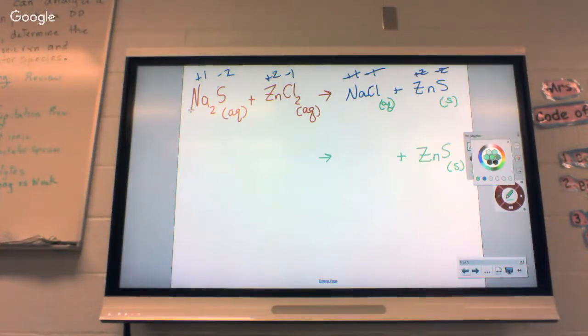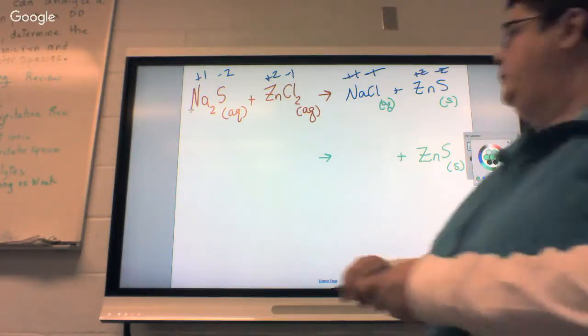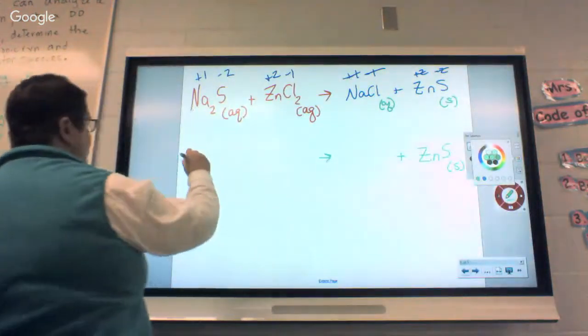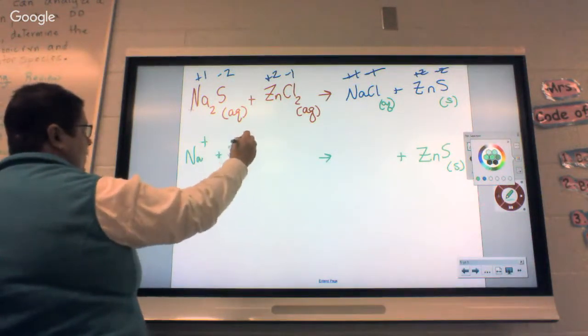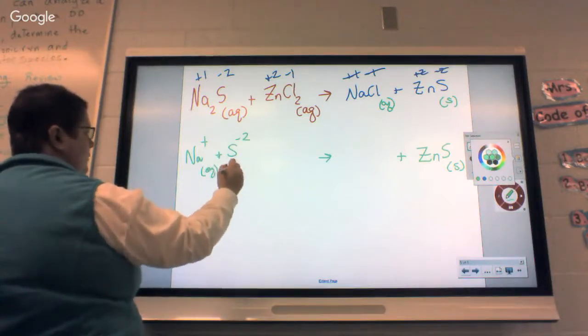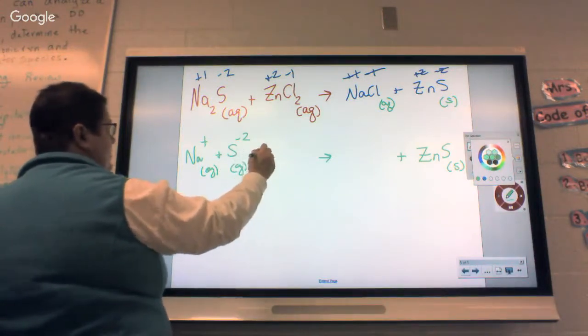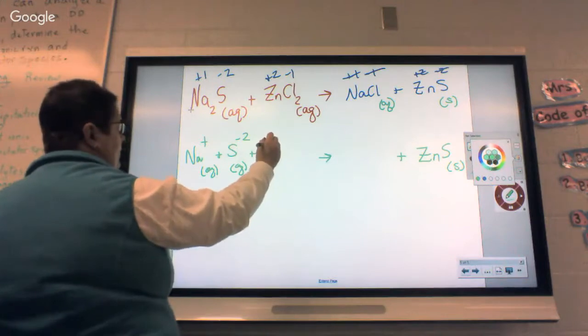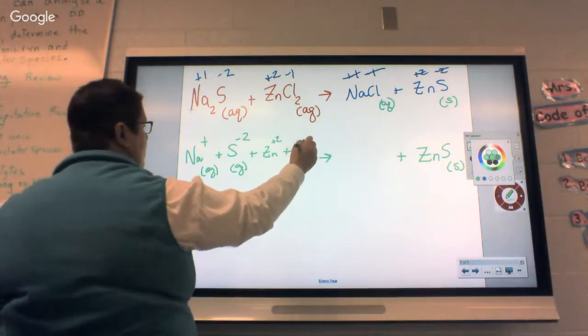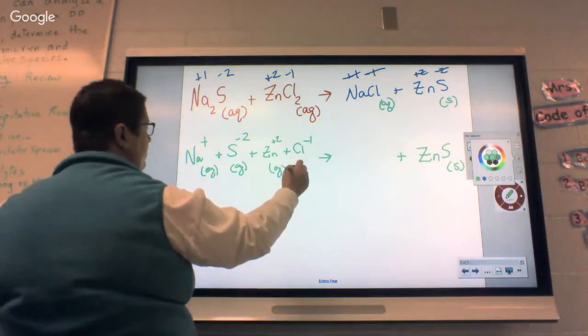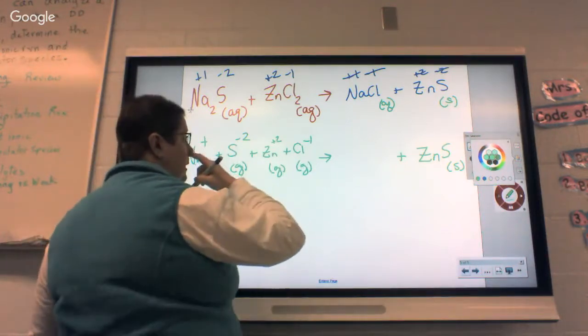All right, so work step. What do you have for this one? And we made them aqueous, right? All right, plus the Na and plus, and then here.